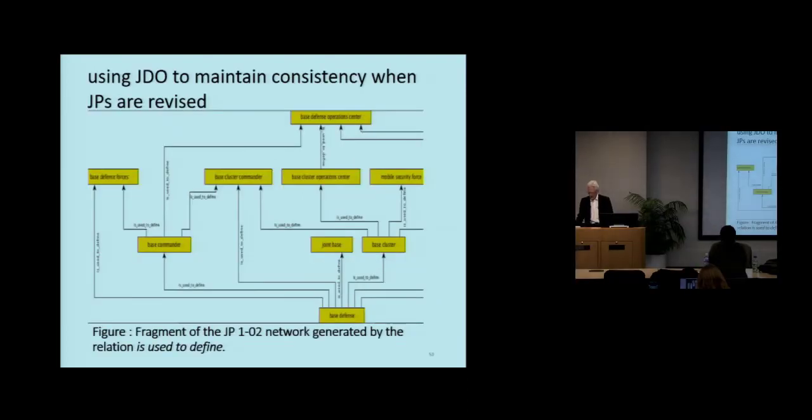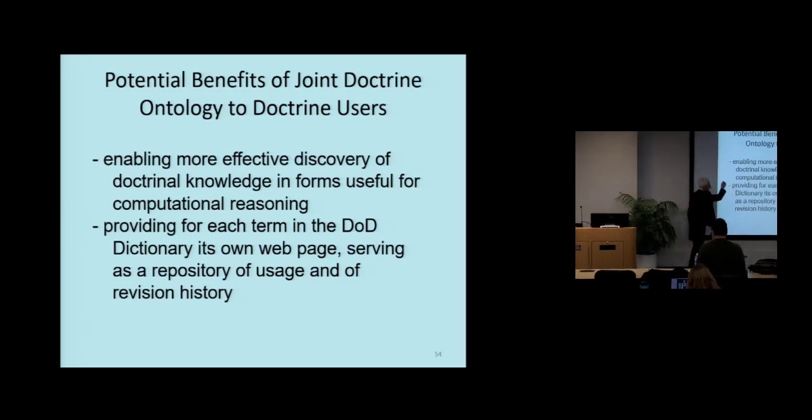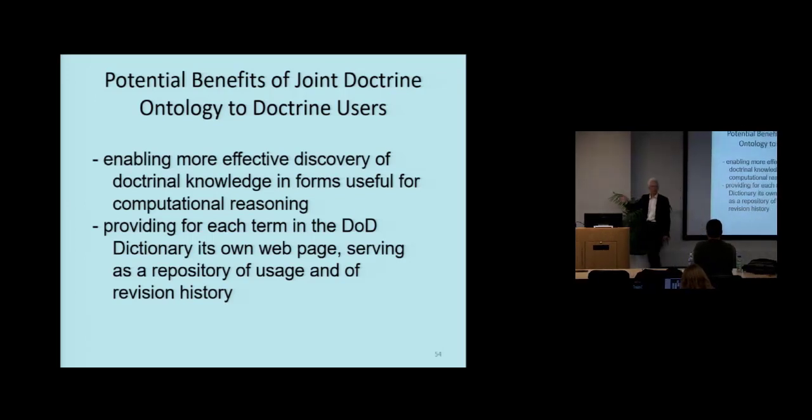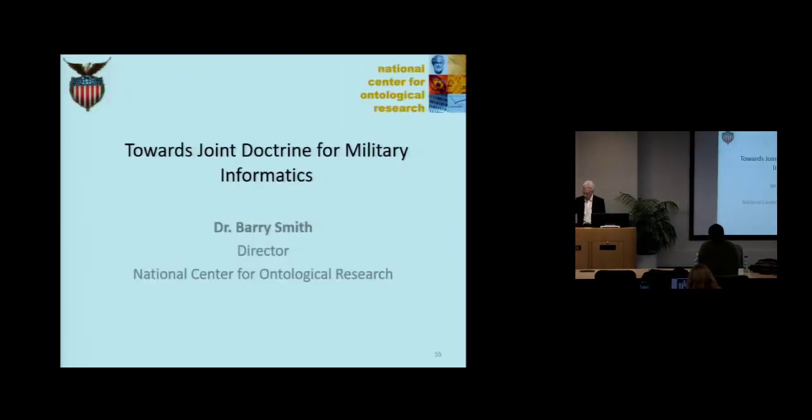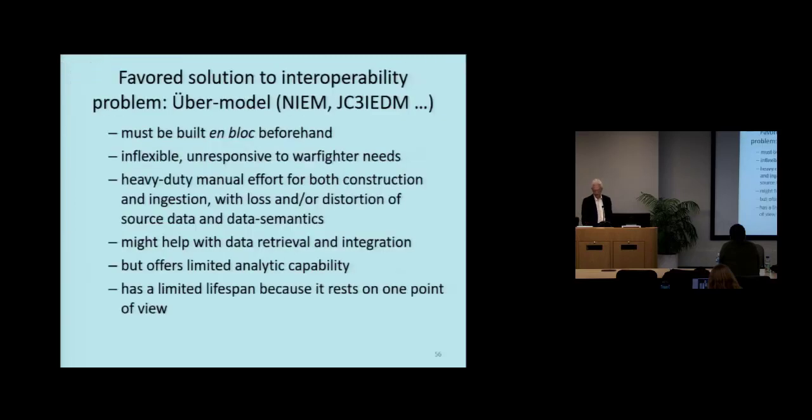So as I say, when a definition is revised, then we can use the Joint Doctrine Ontology to maintain consistency by telling us which other definitions we have to check. And now we can also point to potential benefits of the Joint Doctrine Ontology to doctrine users. You'll be able to find doctrinal knowledge more easily because of the search capacity. It will enable providing for each term in the DoD dictionary its own web page, which you can use to provide a repository of examples of use and so forth, which is what we did in the biology case. It can serve as the basis for a future joint doctrine for military IT.